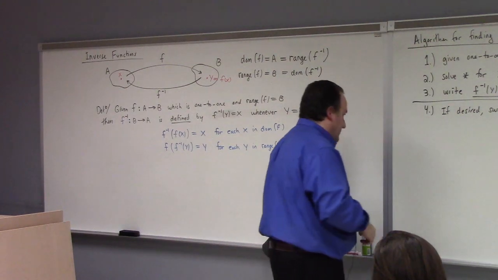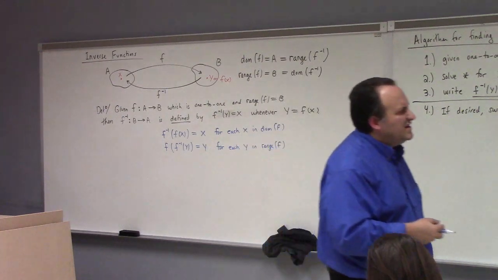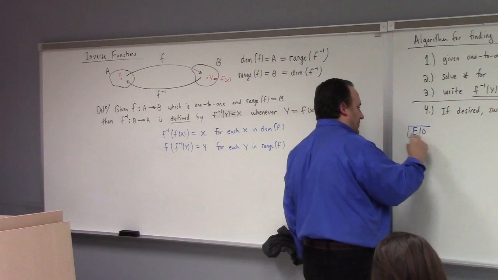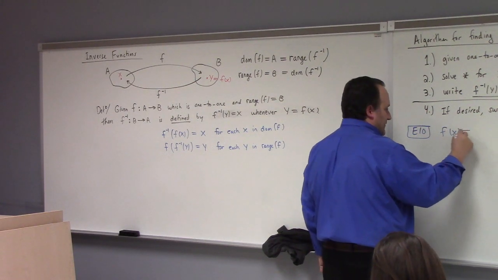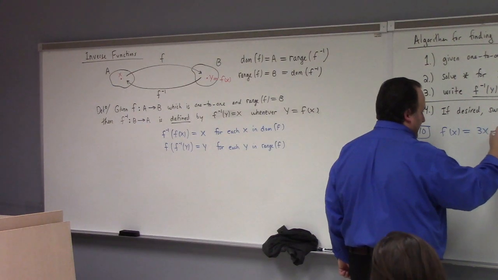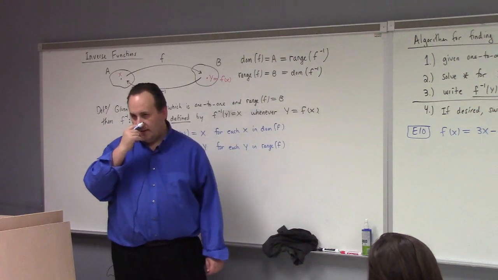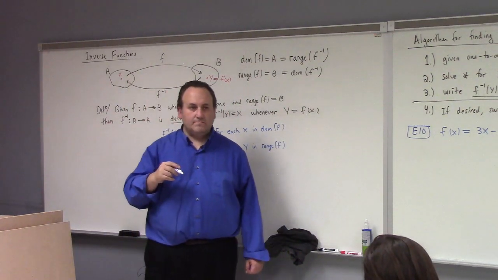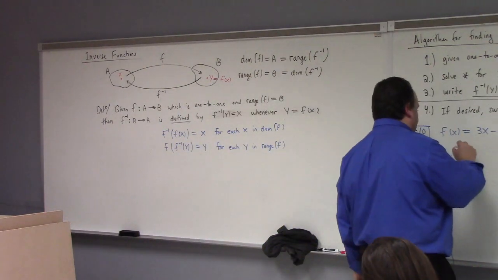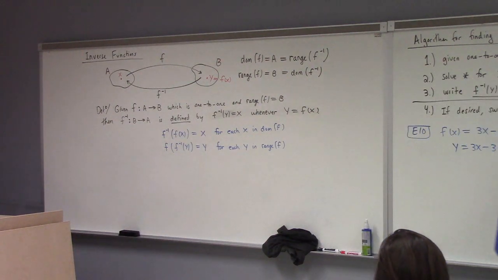All right, let's try it out. So example 10. All right. Time flies when you're having fun here. Let's see here. So how about f of x equals 3x minus 3. Can you guys find me the formula for the inverse function? I'll get us started. y equals 3x minus 3. Solve for x now, okay? Can you guys solve for x?